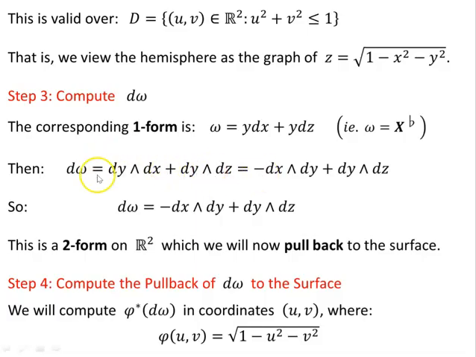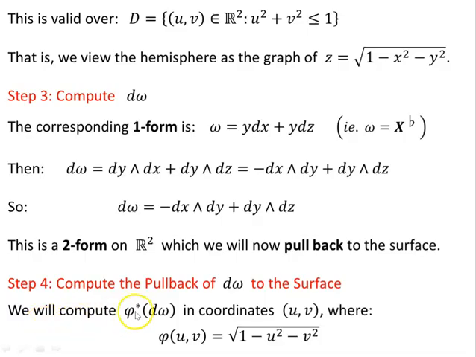And we can use the anti-symmetry on the first part here. So we get minus dx wedge dy plus dy wedge dz. And so d omega is minus dx wedge dy plus dy wedge dz. And this is a 2-form on R^3, which we will now pull back to the surface. So compute the pullback of d omega to the surface.